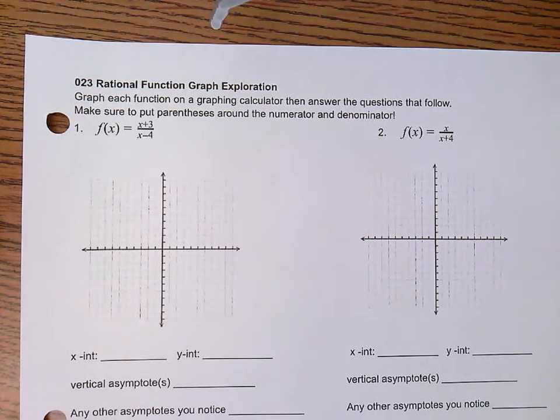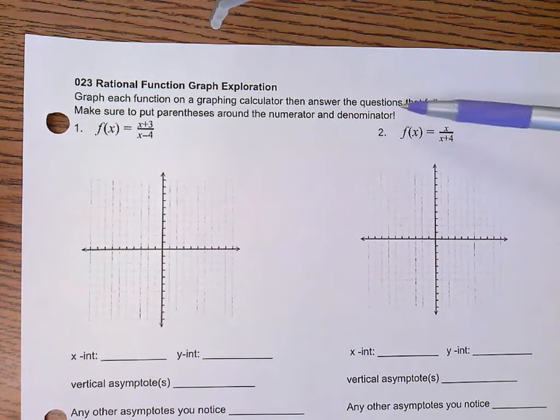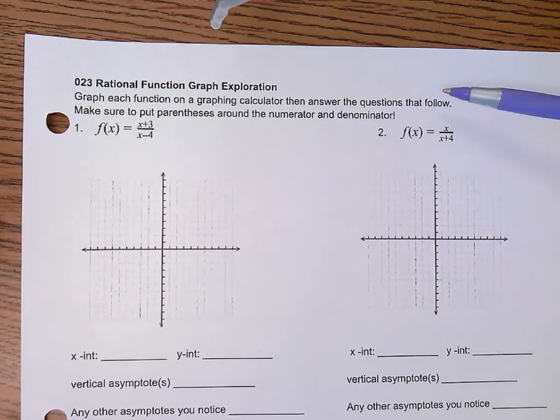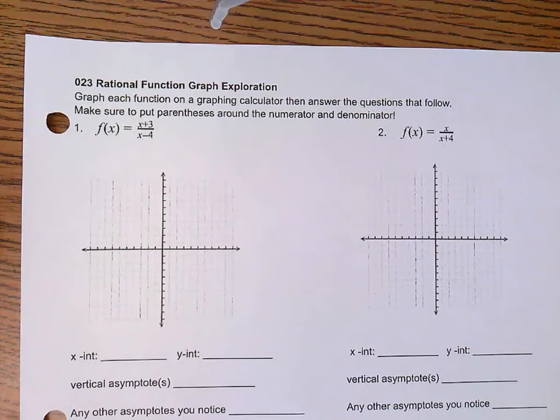Today we're going to take a look at a rational function graphing exploration. So our steps are going to be to graph each function on the graphing calculator and then answer the questions that follow. And my hint was make sure to put parentheses around your numerator and denominator.